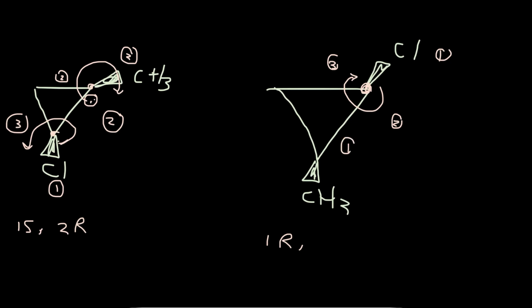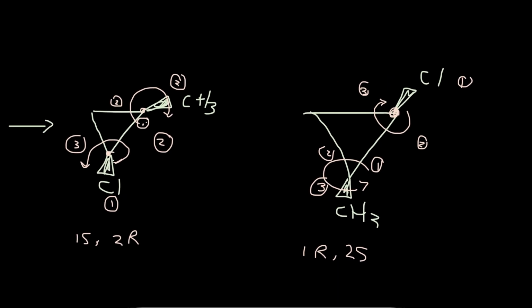Down here, this is 1, 2, 3, counterclockwise, S rotation. Okay, so now you can compare. Carbon 1 was S, but now it became R. Carbon 2 was R, but now it became S. Therefore, these two are actually enantiomers.